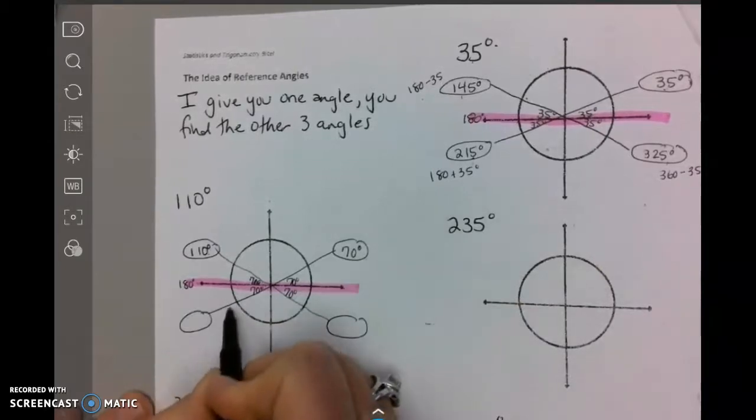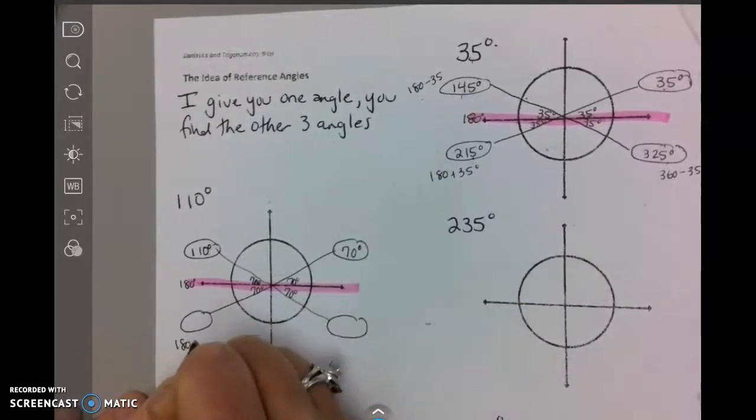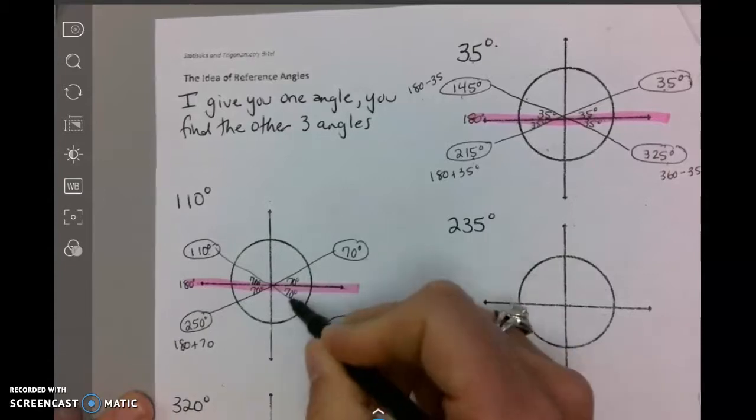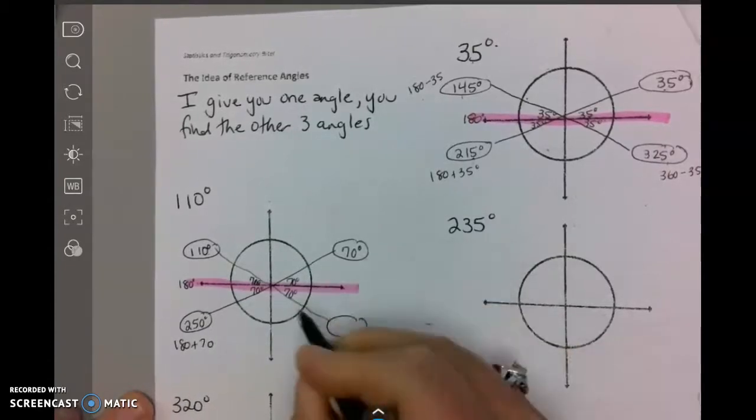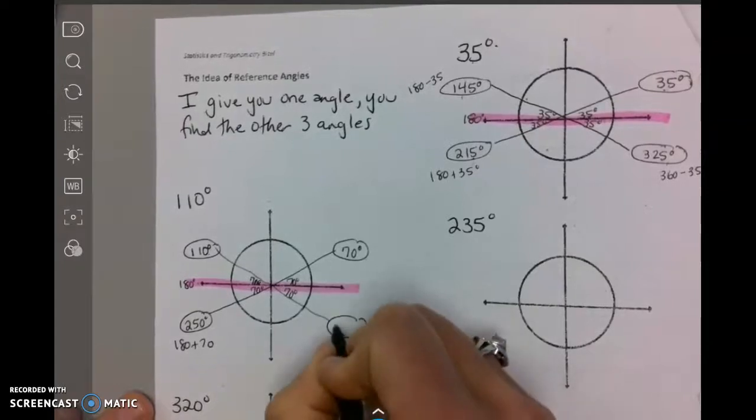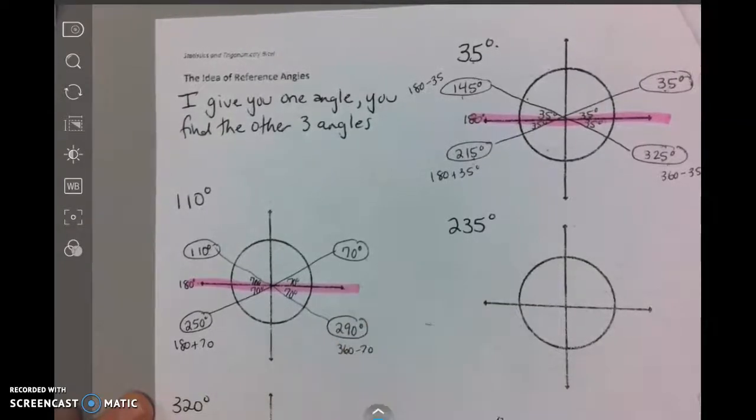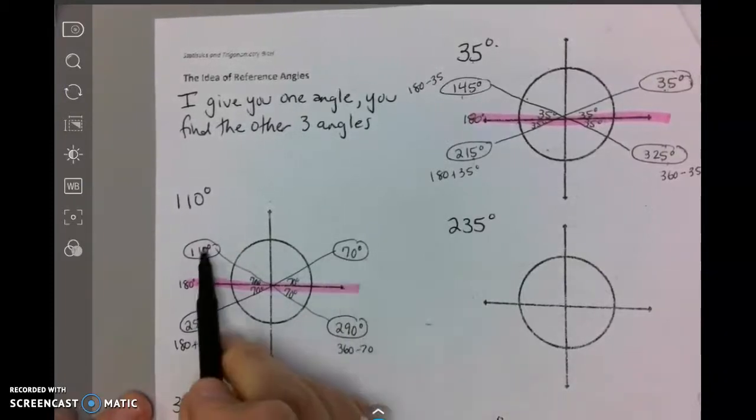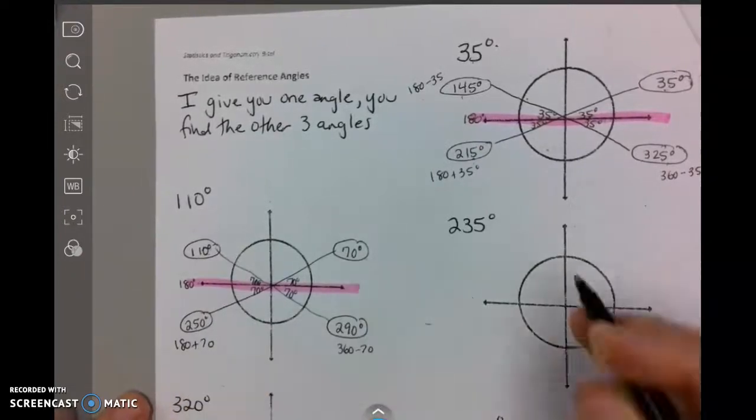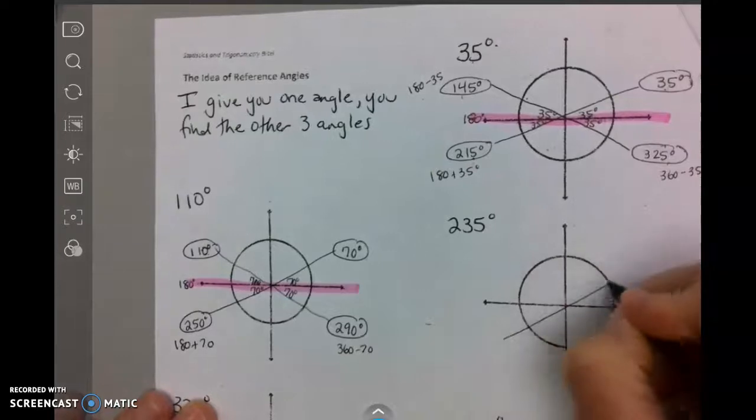This is 70 degrees past the 180, so 180 plus 70, I get 250 degrees. And this is 70 degrees before the 360, so 360 minus 70, that's going to give me 290 degrees. If you were to do sine, cosine, or tangent of any one of these four, they should all be the same. All right, let's go to my next one.